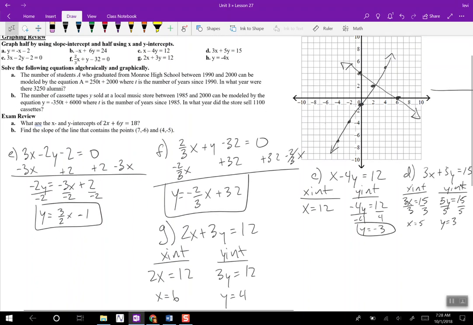H, y equals negative 4x. So our y-intercept is 0. And we're going down 4 over 1, down 4 over 1, down 4 over 1. Up 4, left 1. Up 4, left 1. And there's our graph.